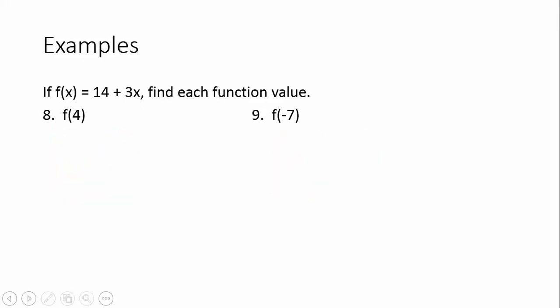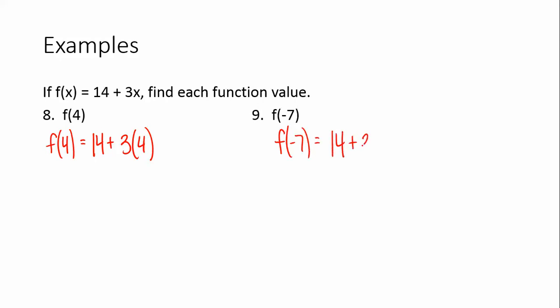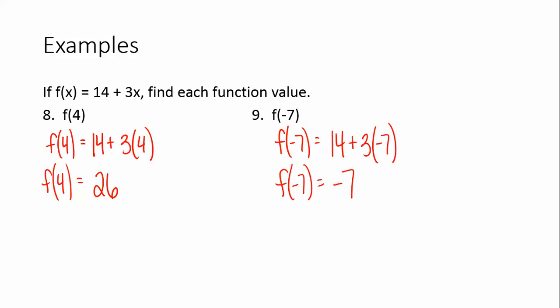Try 8 and 9 on your own. We're given the function 14 plus 3x and asked to find the function value f of 4 and f of negative 7. So we're plugging in a 4 and then we're plugging in a negative 7 for x. So f of 4 would equal 14 plus 12, 26. F of negative 7, and if you need to show a little more work, that's fine. 14 plus a negative 21. And we get negative 7.